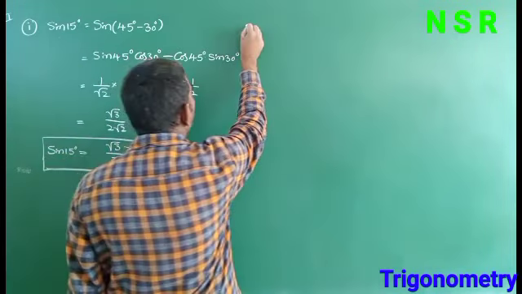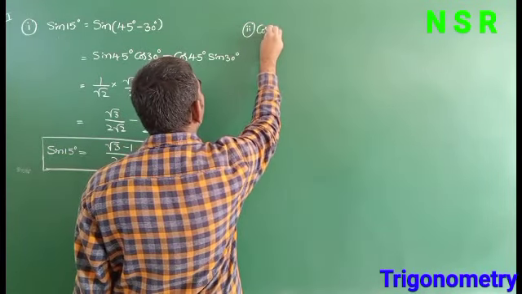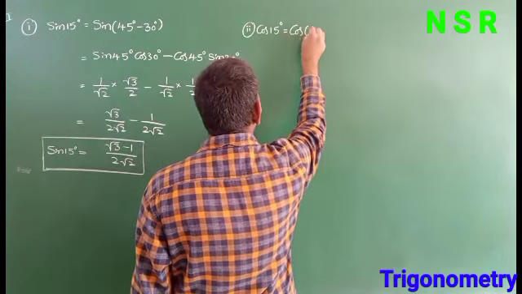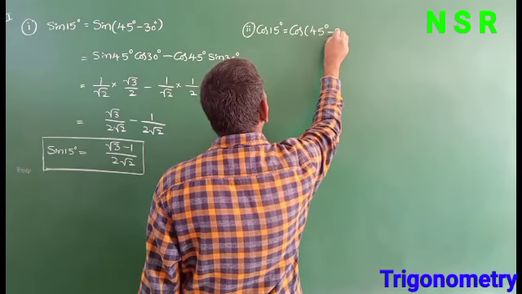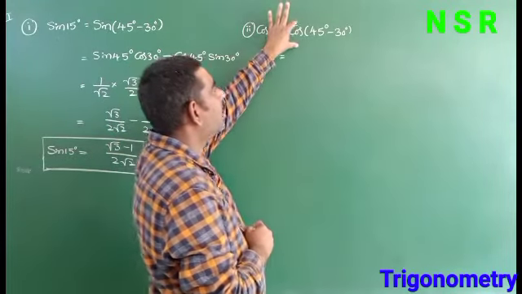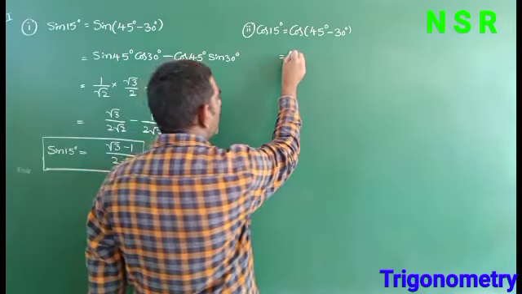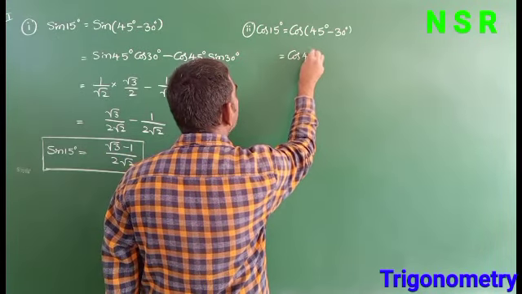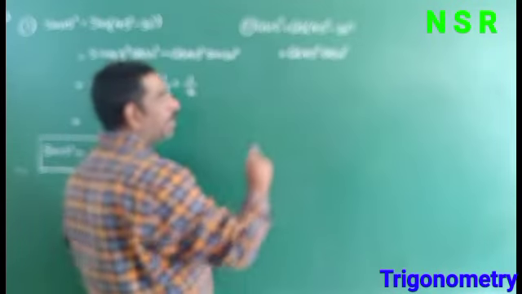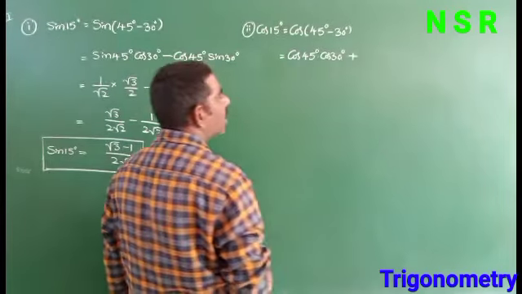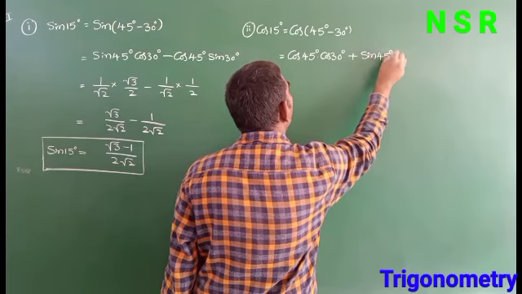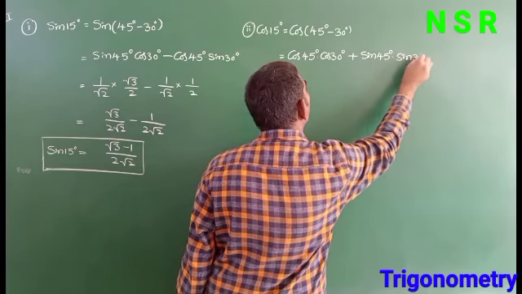Next, cos 15. So cos 15 we can also write as cos of 45 minus 30. So for cos 45 minus 30, apply the cos(A − B) formula. So cos(A − B) is equal to cos A cos B plus sin A sin B. In cos we have minus, here we get plus: cos A cos B plus sin A sin B, that is sin 45 into sin 30.